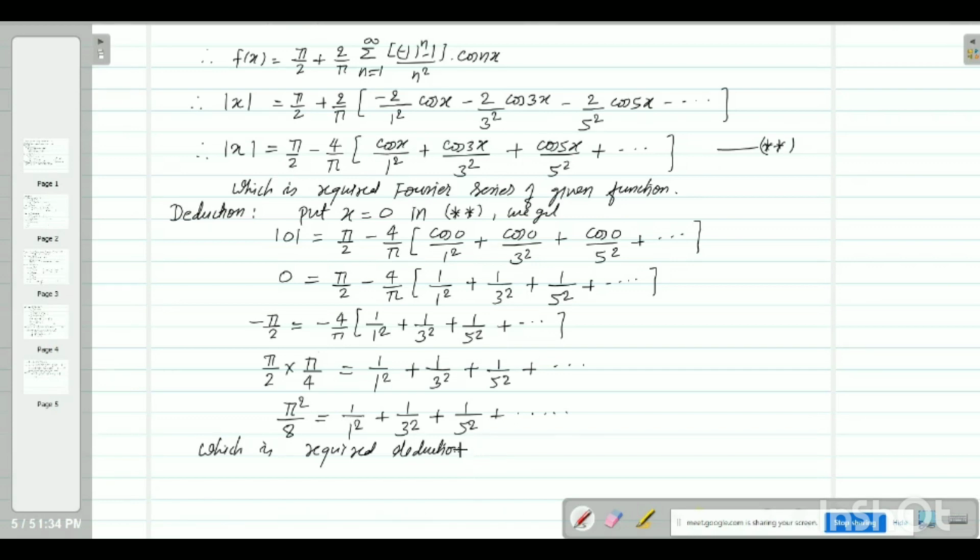Which is the required deduction for the given function. I hope you understood this. Is this clear to all? Yeah, sir. Let's go to the next example.